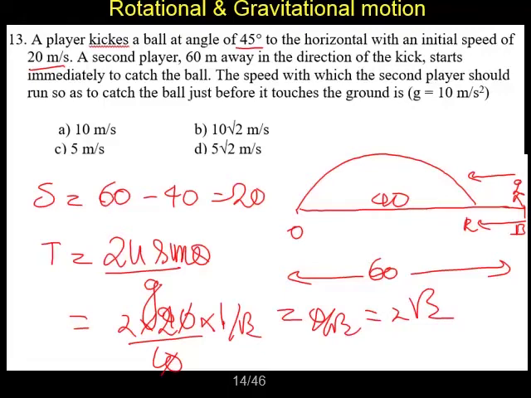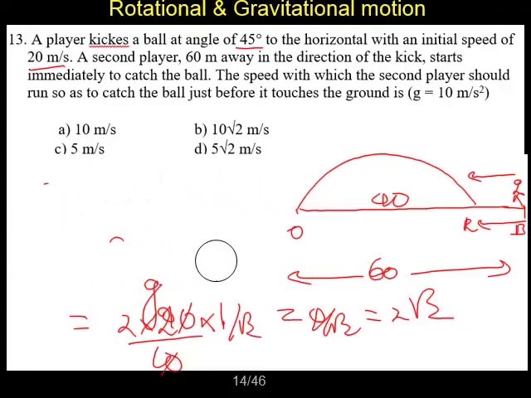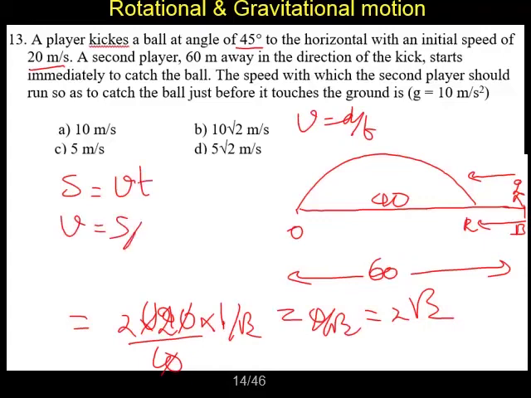In this time, what is the velocity with which the boy should run? So for that one, the distance has to be covered. We know that velocity equals distance by time taken. So distance is equal to velocity into t. So how much velocity he has to cover is S by t. So what is the S? S is 20 meters he has to cover. We have already calculated the time, 2 root 2 is the time he has to take.